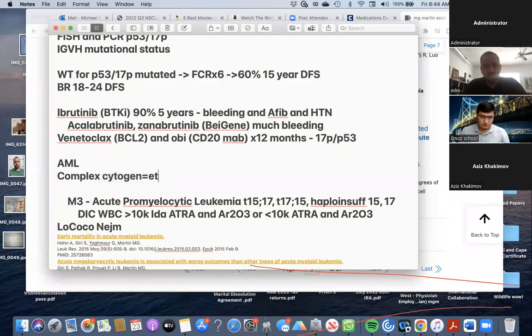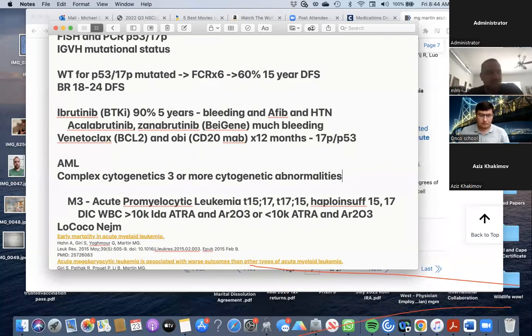These are people who have 3 or more cytogenetic abnormalities. If you give them conventional chemotherapy, which for AML for 50 years was 7+3, 7 days of cytarabine and 3 days of an anthracycline, their chances of going to remission were about 10%, and they were all dead in less than a year.